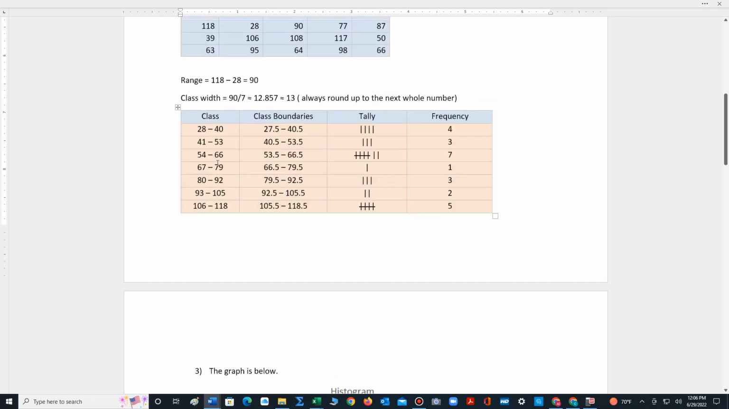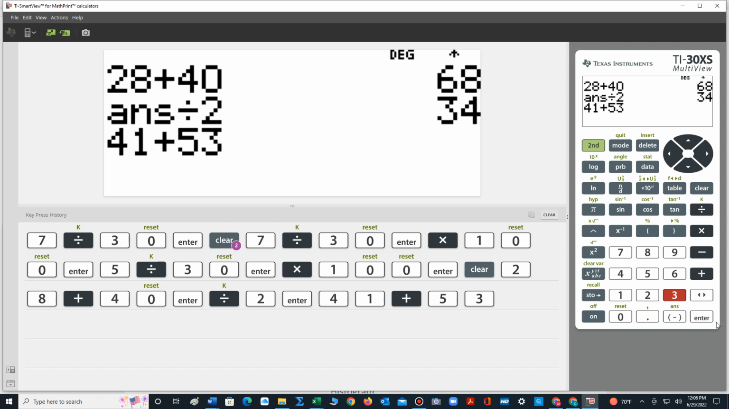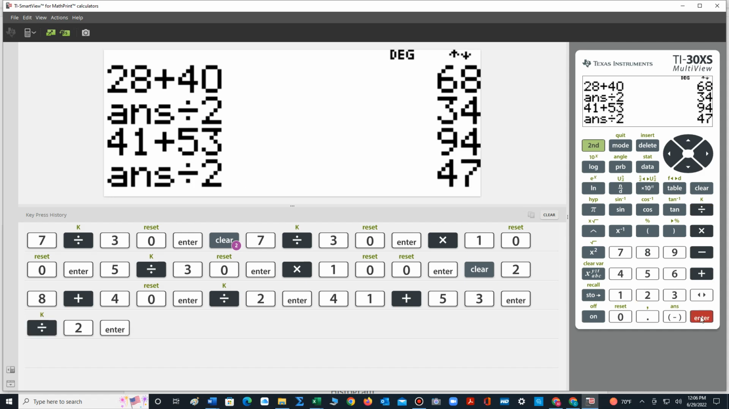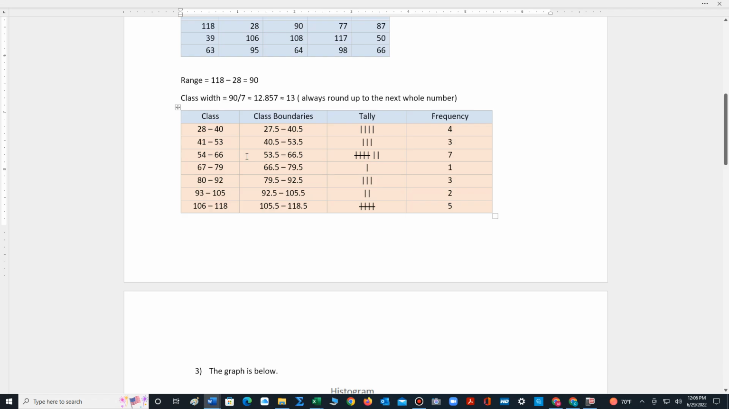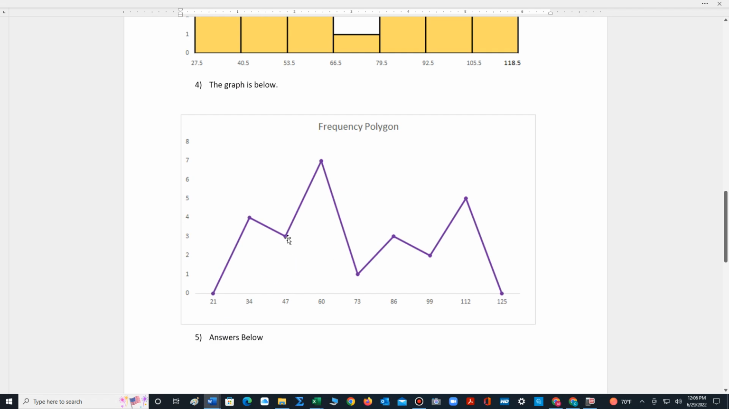And then we could repeat that pattern if we were to take 41 and 53. So we add 41 plus 53, divide by 2, we end up with 47. So 47 represents this class. At 47, we go up 3 units.